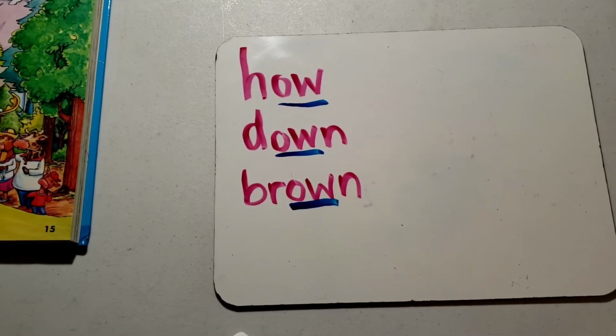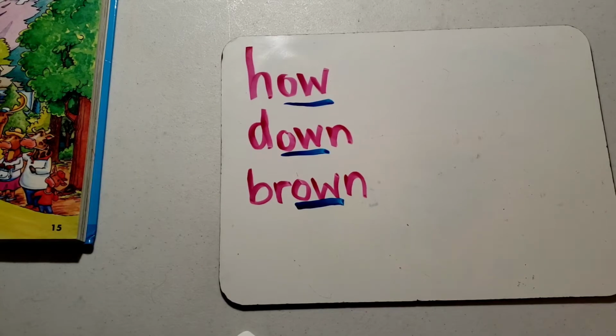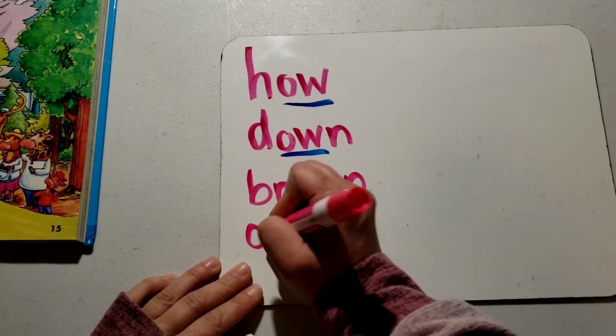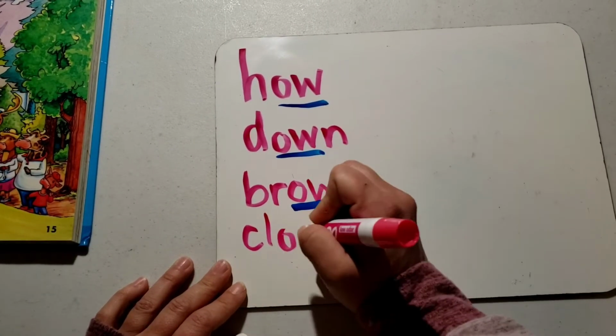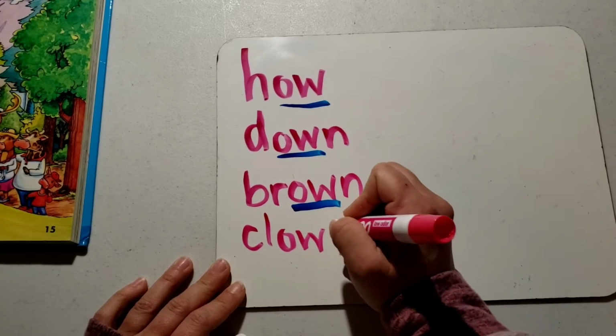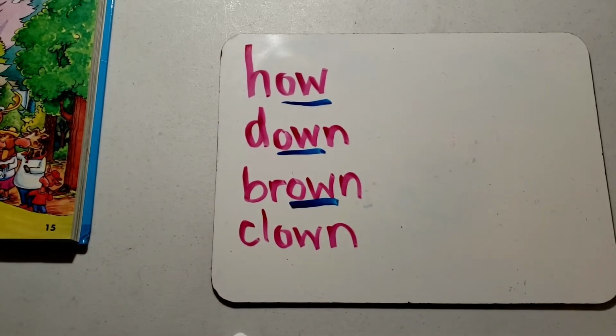Next we have the word clown. Clown, it rhymes with brown. But we have a different blend at the beginning. Instead of bruh, we're looking for the cl. And we know that cl is CL. And then we're going to have our ow sound. And then n at the end. Clown.